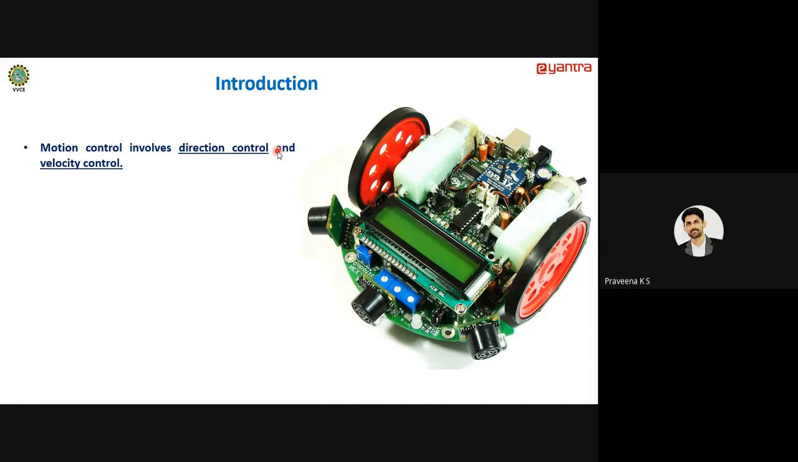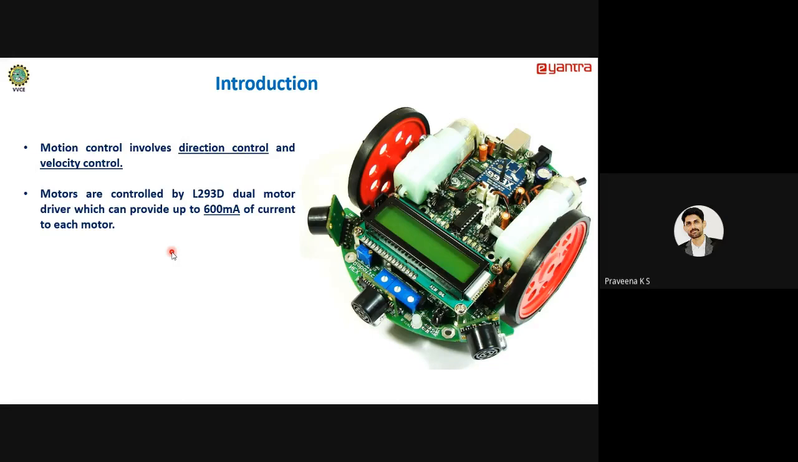Fine. So for this session, we are not concentrating on velocity control. We are concentrating on direction control, so we will be discussing only this. Fine. In the coming workshop, we shall see velocity control also. Then with respect to motors, they are controlled by dual motor drivers, which can provide up to 600 milliamps of current to each motor. So why is this?